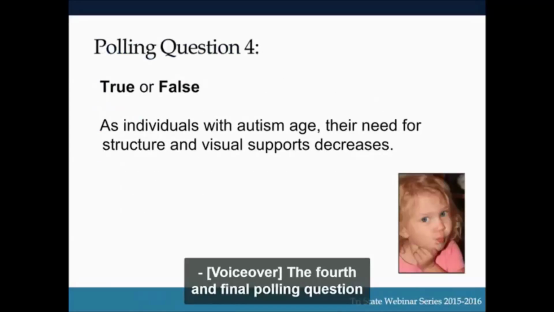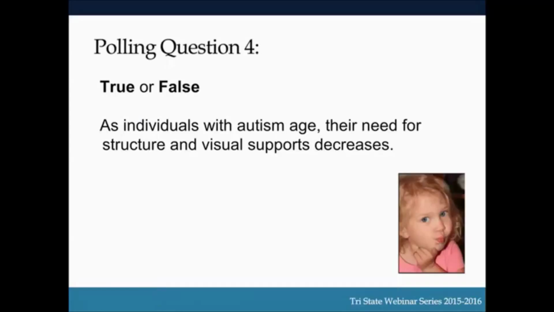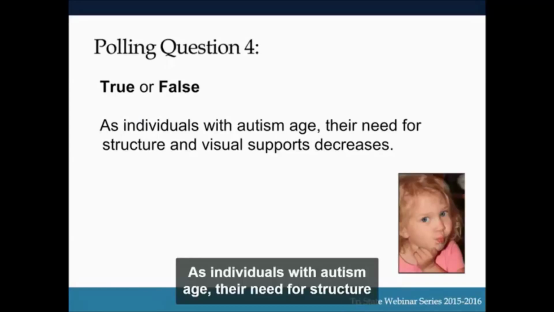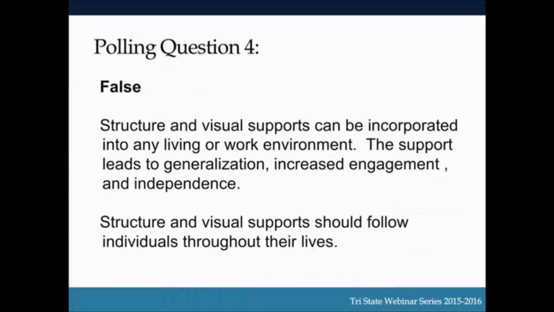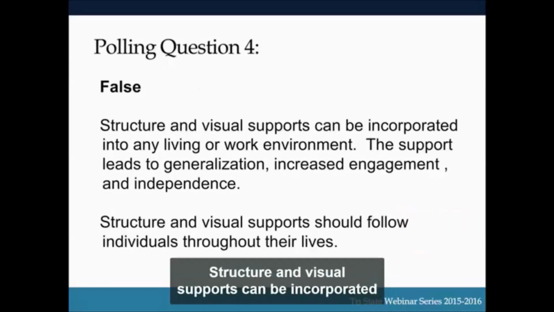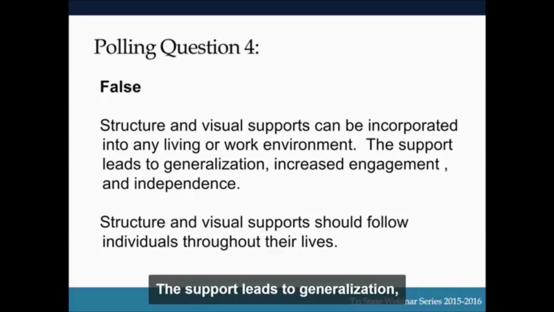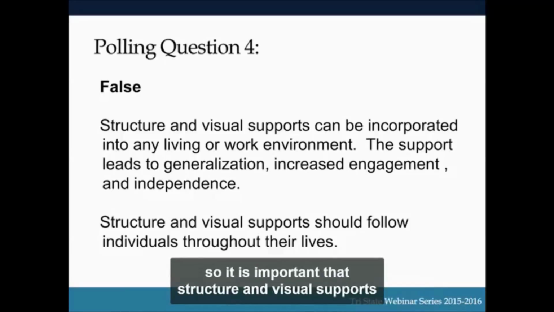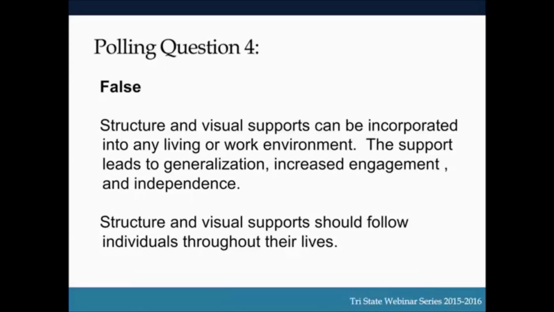The fourth and final polling question requires a true or false response. As individuals with autism age, their need for structure and visual supports decreases. Of course, the answer is false. Structure and visual supports can be incorporated into any school, living, or work environment. The support leads to generalization, increased engagement, and independence, so it is important that structure and visual supports follow individuals throughout their lives.